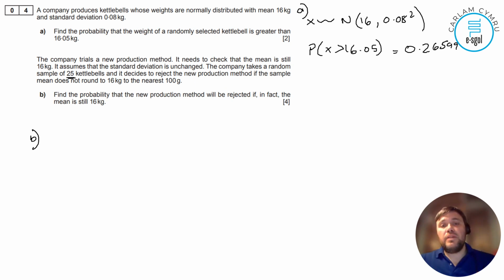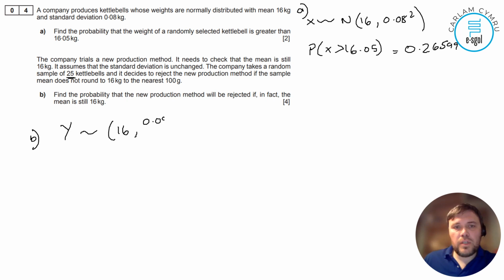Normally part C of this question, but I've excluded it now for the purposes of, we haven't gone through it, is hypothesis testing. So we're just looking at the normal element, but hypothesis testing would have come in part C. It decided to reject the new production method if the sample mean does not round to 16 kilograms to the nearest. So what's happened now is our random variable with this sample, you can call it something else because it's a sample, has got 16 kilograms as its mean, but the standard deviation has changed.